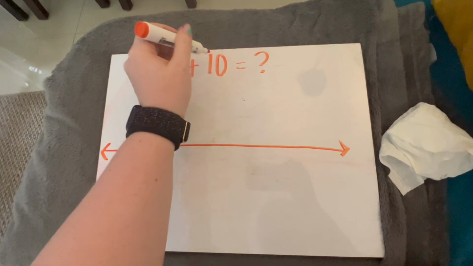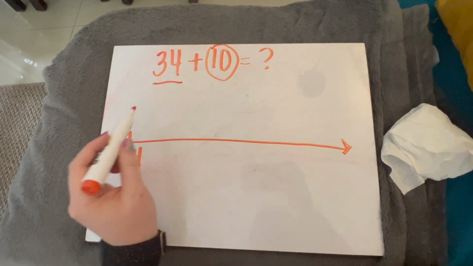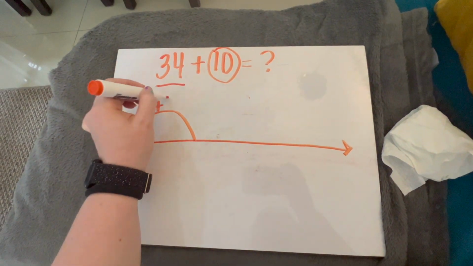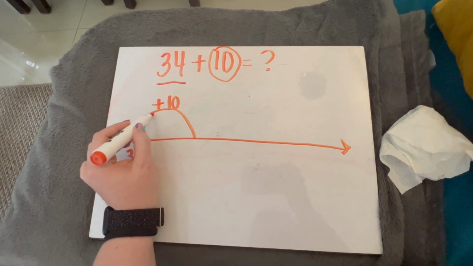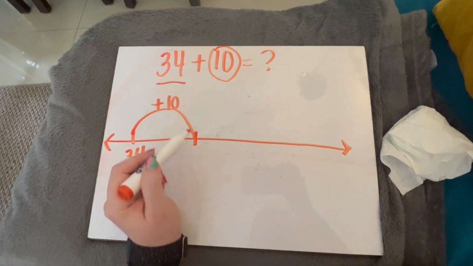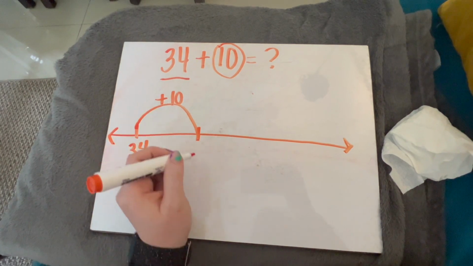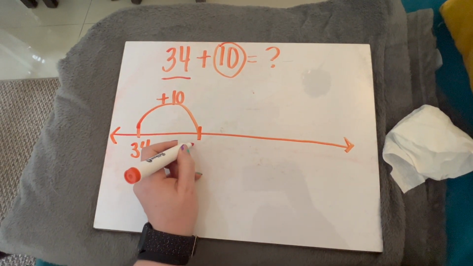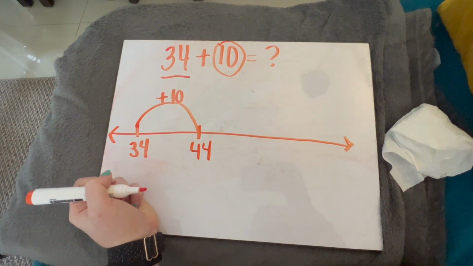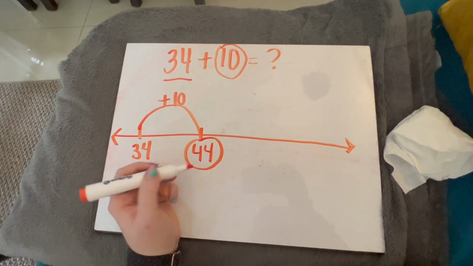Then I'm going to see if I need to break my number down, but 10 is a friendly number, so I don't really need to break it down. I can go 34 plus 10, remember to label your jump, and label where you land. Marcar tus saltos y marcar donde te quedas. So 34 plus 10 is, you got it, 44. Now am I done? No, I need to circle my final answer.